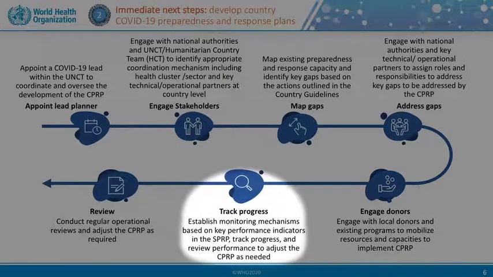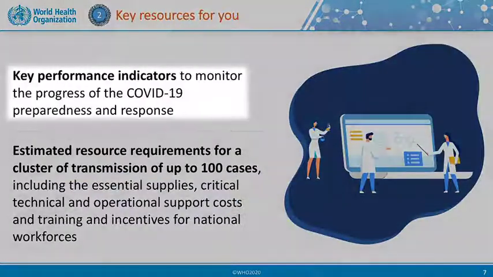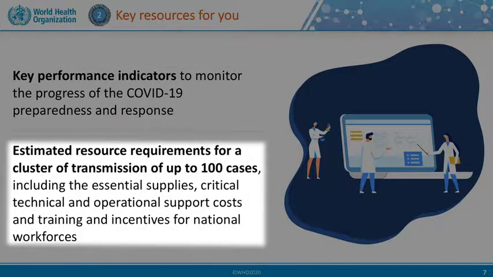You will also find guidance on establishing the monitoring mechanisms to track progress, review performance, and adjust country preparedness response plans as needed. In the guidelines, you'll also be able to access a set of standard key performance indicators to monitor progress and templates for estimating resource requirements for a cluster of local transmission of up to 100 cases, including the essential supplies, critical technical and operational support, as well as training and incentives for the national workforce.